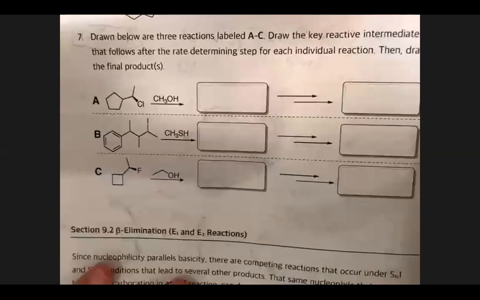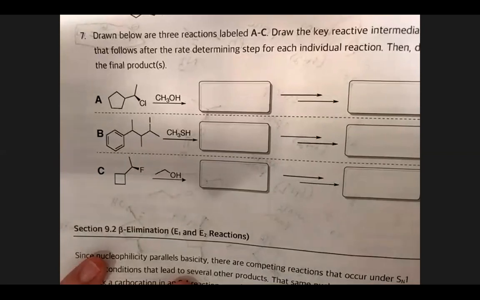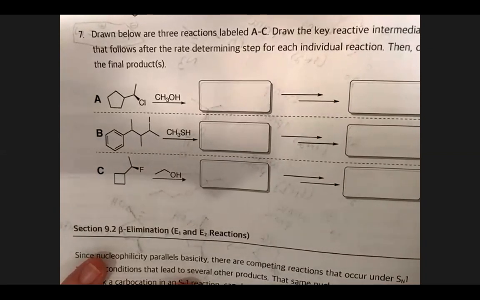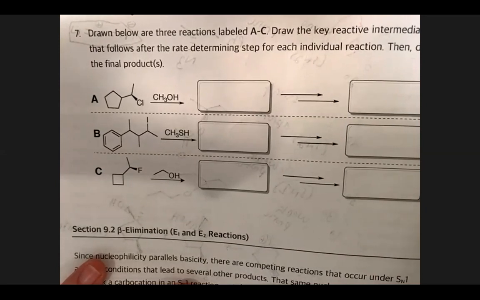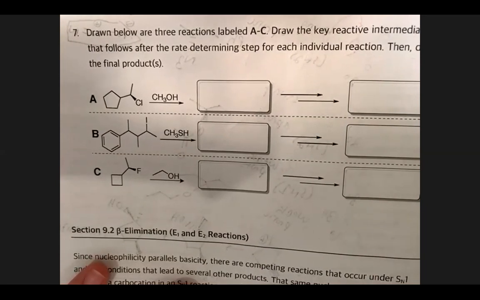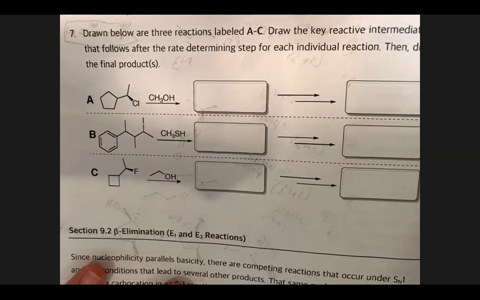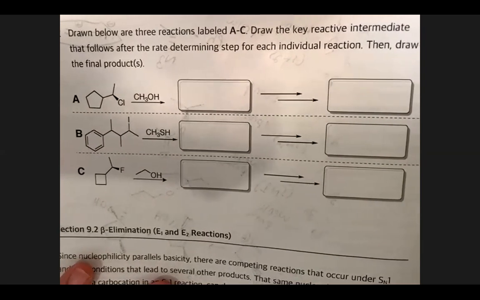Let's talk about 7. So I'm just going to go to 7 real quick. Drawn below are these different reactions, A through C. Draw the key reactive intermediate. Okay, so that should give you a hint. Which reaction do I know, Sn1 or Sn2, goes through a key intermediate? And it follows the rate determining step. Then draw the final product.